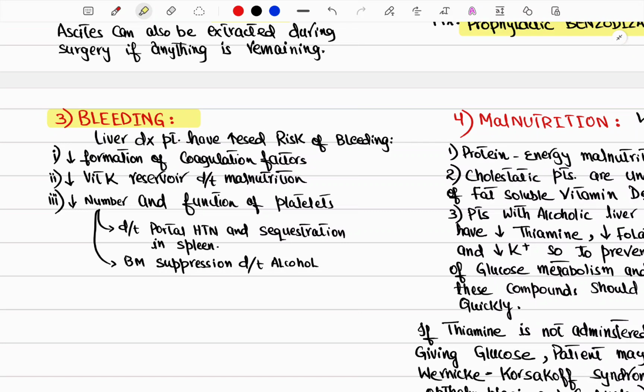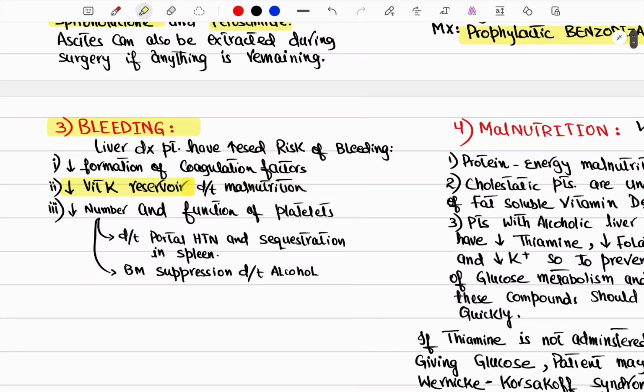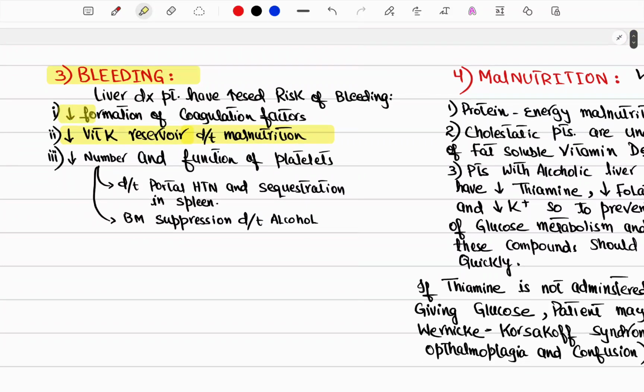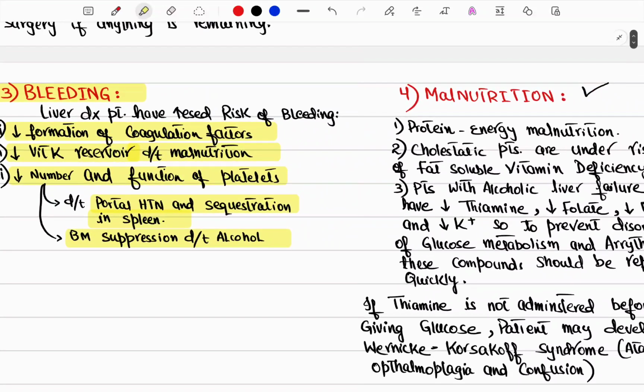Also, there is a decrease in the vitamin K reservoir due to malnutrition, and the number and function of platelets decrease. Why does this decrease? Because in liver disease patients there is portal hypertension, hence sequestration of the platelets in the spleen, and also bone marrow suppression if the person was taking alcohol.